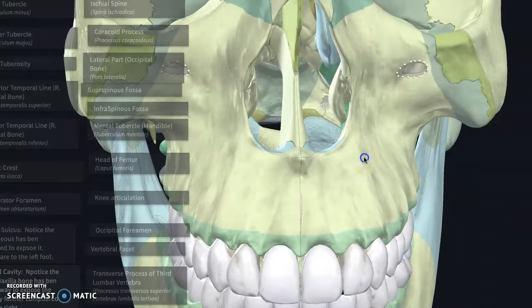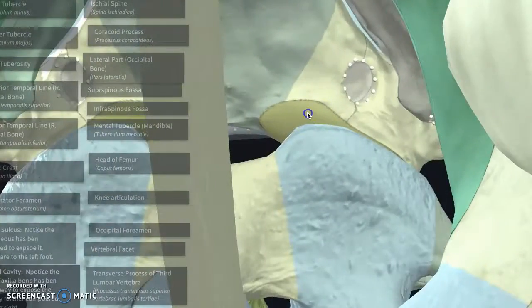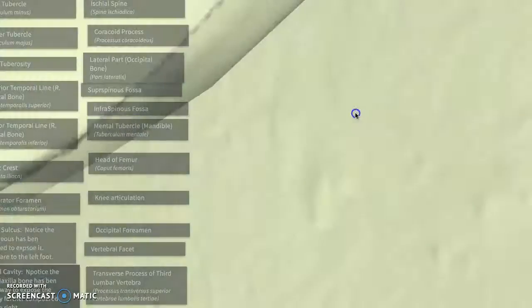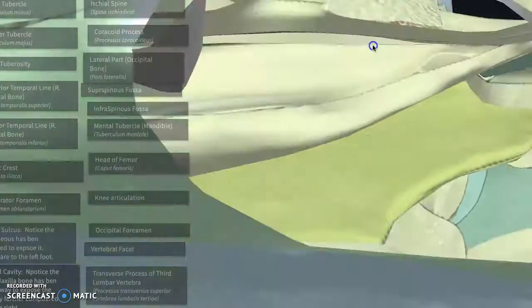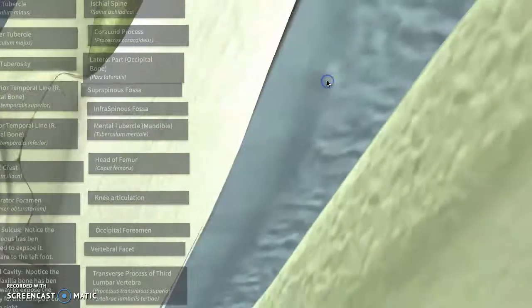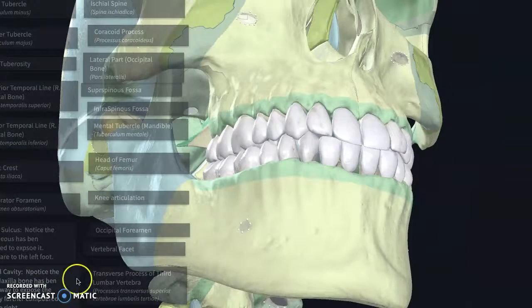And I did have originally this maxilla bone removed for you so you could see it better. We can actually take a tour this way and look at it as well. So there's your sinus cavities. Pretty cool. Okay.